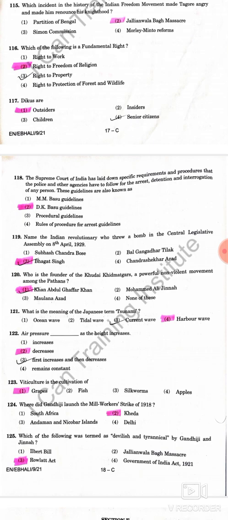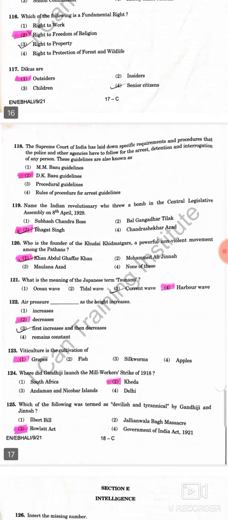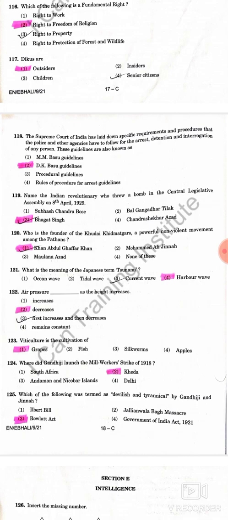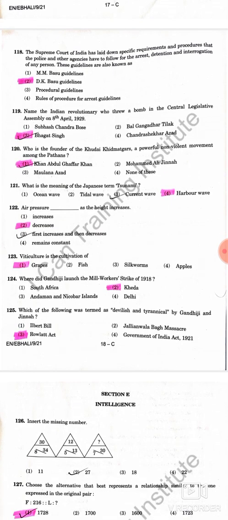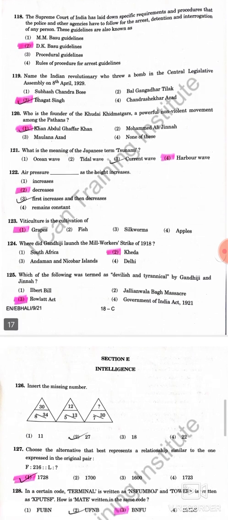Question number 119. Name the Indian revolutionary who threw a bomb in the Central Legislative Assembly on 8 April 1929, and the answer is option number 3. Question number 120. Who is the founder of Khudai Khidmatgars, a powerful non-violent movement among the Pathans? And the answer is option number 1. Question 121. What is the meaning of the Japanese term tsunami? And the answer is option number 4.